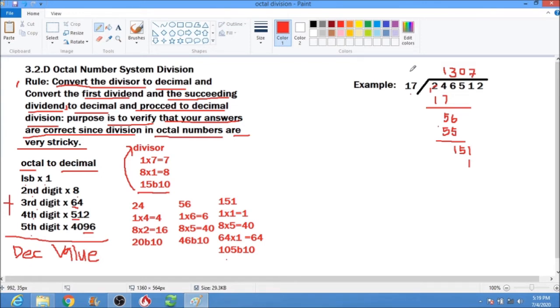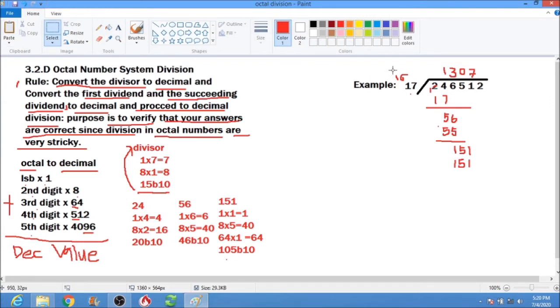Minus 48 is 1 carry. So 48 divided by 8 is carry 6. Okay, so this is 6. Carry 6. So 7 times 1 is 7 plus 6 is 13. So 13 minus 8, and that will be 5. That will be 5 carry 1. So bring down 1. So this is 151.